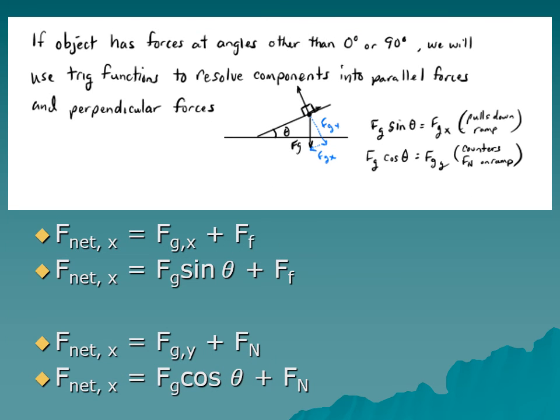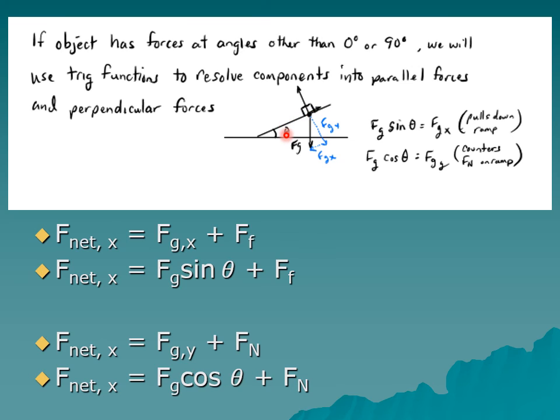Okay, here we go. Remember about those angles and trig. We already talked briefly about it. Let's talk about it one more time. If the object has forces that are at angles other than 0 and 90 from each other, so something's on a ramp, something's on an inclined plane, we're going to have to use trig in order to resolve those components to make them parallel and perpendicular, so we can then add them together and figure out what cancels and what doesn't. So here I have a simple box sitting on a ramp.